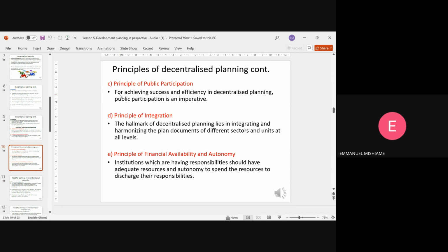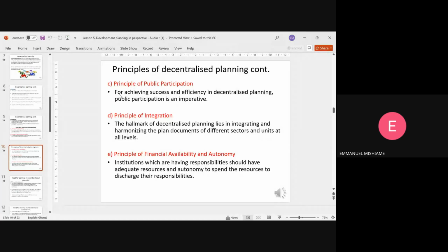Now, the next principle is the principle of what? Integration. The hallmark of decentralized planning lies in integrating and harmonizing the plan documents of different sectors and units at all levels. So, aside from the regional ministers, aside from the health ministers and all, when you go to each MMDA, you realize that there's a health unit there, there's an education unit there, there's a security unit there, there are different units all over there.